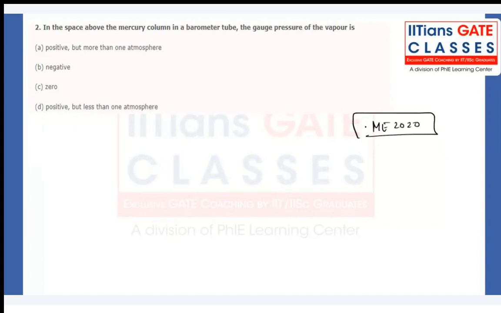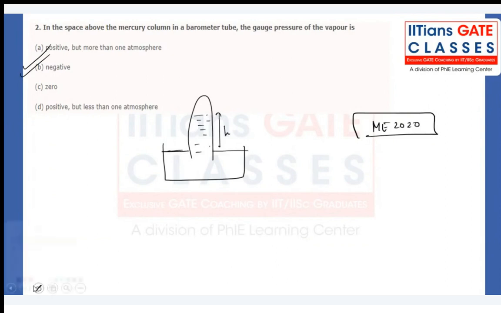Straight away, without any thinking, even sparing one minute of time, anyone in the class can tell me B is correct. The space above the mercury column in a barometer tube, there is a barometer tube which is connected. The space above the mercury, right? You can think of it as chamber one, where I need to measure the pressure P. You can equate the pressure at point A and the pressure at point B. Pressure at A is P atm. Pressure at B will be rho of mercury g into h plus PB. PB is nothing but the vapor pressure.